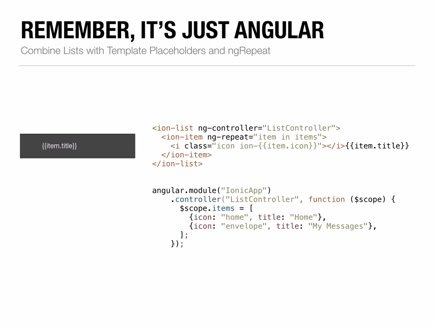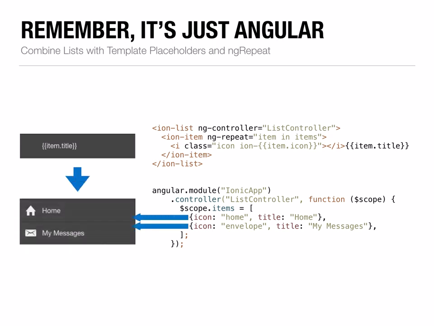Now, remember it's just Angular under the hood, so you'll probably make liberal use of ng-repeat in your lists to define dynamic content. Here's a quick example. Inside of my list controller, I have a set of items I define on the scope. For each one, I have an icon and I have a title. And in my template, I've just defined one list item with an ng-repeat directive and a few placeholders. And boom, Angular binds your data to your list. There's a dynamically generated list based on the data in my scope.